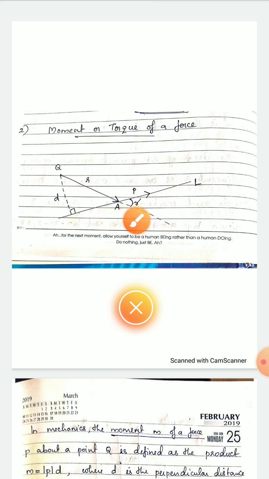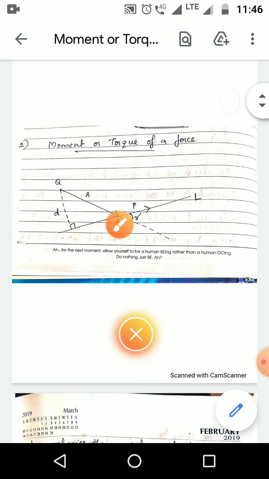Look at this angle gamma. This vector R is extended here, and this gamma is the angle between R and P. This is the extended line of vector R. So gamma is the angle between R and P.